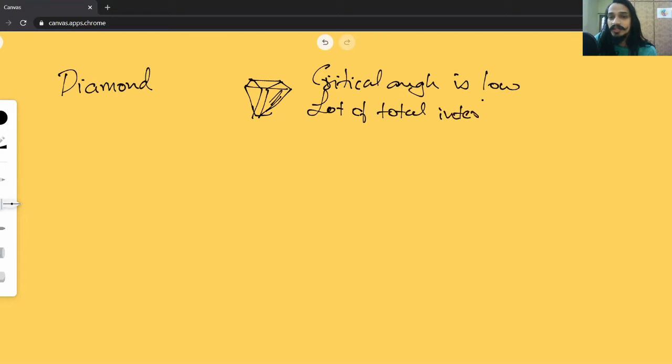That light just keeps bouncing around inside of the diamond, which is what makes this diamond look like it is glittering. Okay, so that's not exactly a shine, it's more of a glimmer. It's more of just light bouncing around inside of the diamond. Okay, so that's the reason for diamonds to shine.